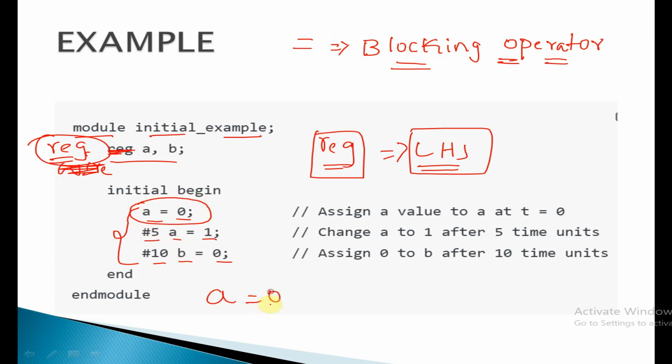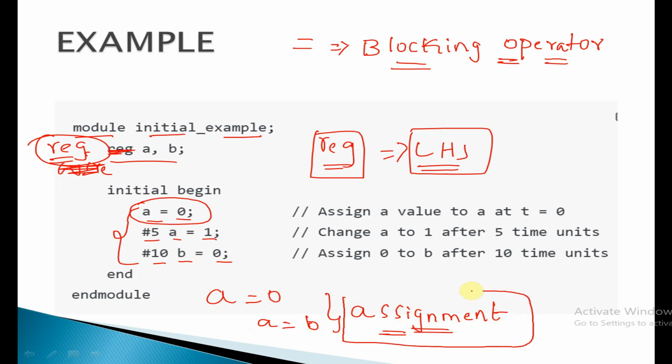a is equal to 0 or a is equal to b, this is known as an assignment. This assignment is happening in a procedural block. Why is it a procedural block? We have seen initial block and always block are our procedural blocks. So this assignment is in a procedural block, and these types of assignments are known as procedural assignments.